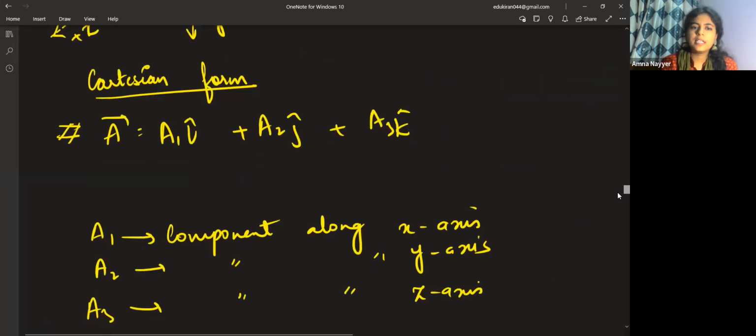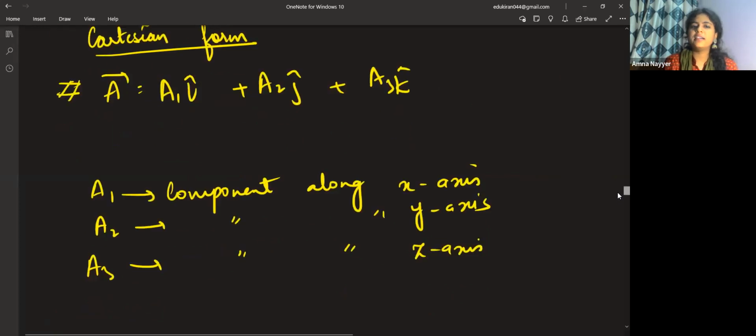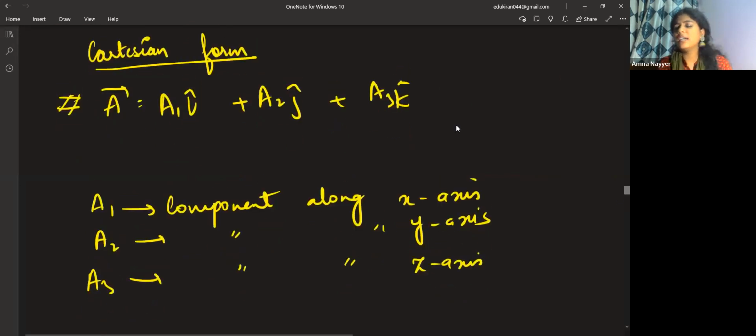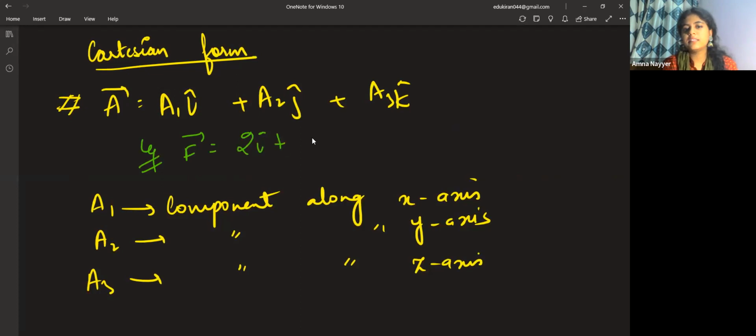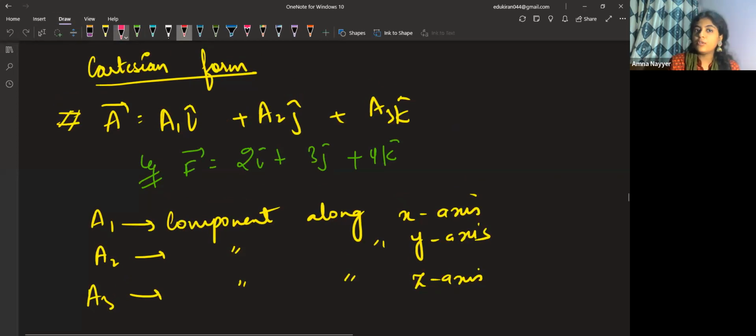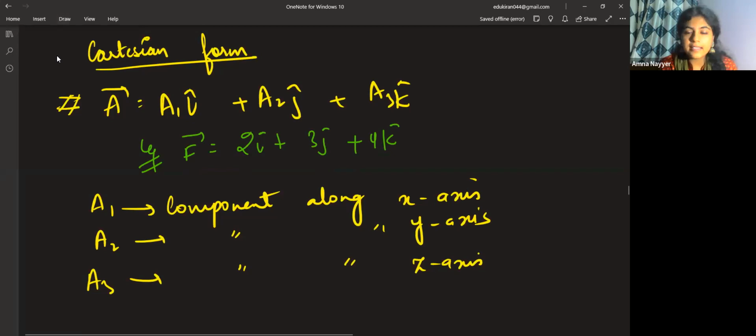Now look, class, this just component part I want to tell you. The vectors aren't written with just i cap, j cap. Suppose you have force. Force is equal to 2 i cap plus 3 j cap plus 4 k cap. This is how the vectors are written in Cartesian form. So it means the component along x axis, because i cap, I have told you, is depicting the direction along x axis.